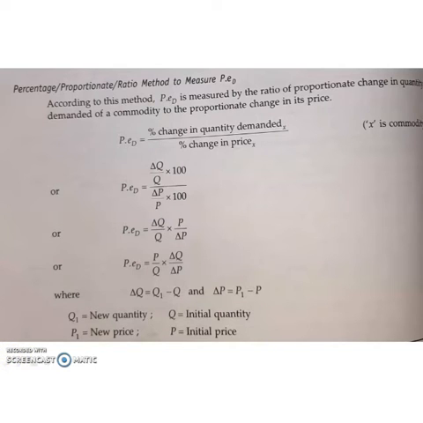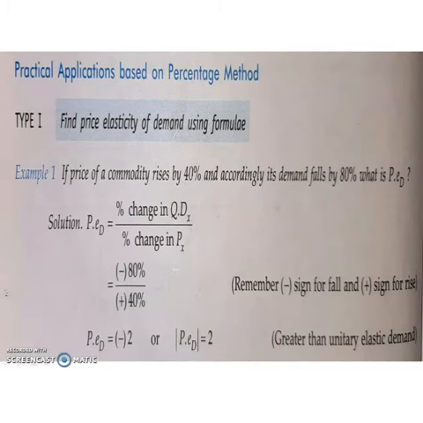So let us analyze some problem based questions. So first one, find price elasticity of demand using formula. Okay, example 1. If price of a commodity rises by 40%, and accordingly its demand falls by 80%. We know that if price rises, demand decreases. So here the price rise is 40% and demand falls by 80%. So what is price elasticity of demand?